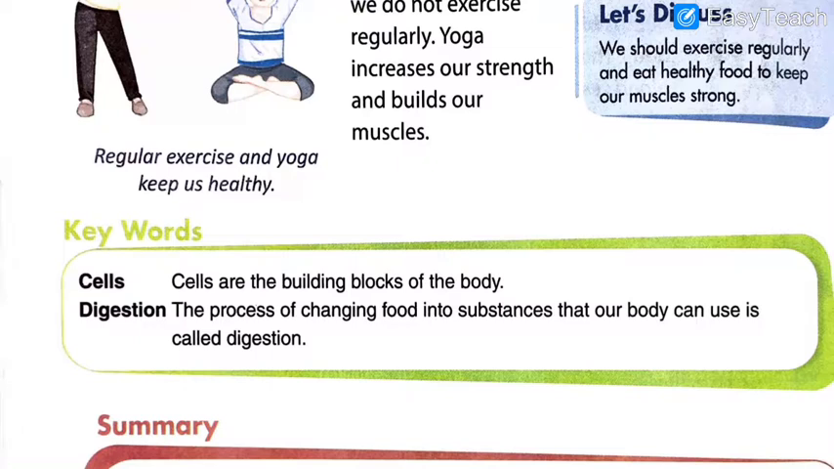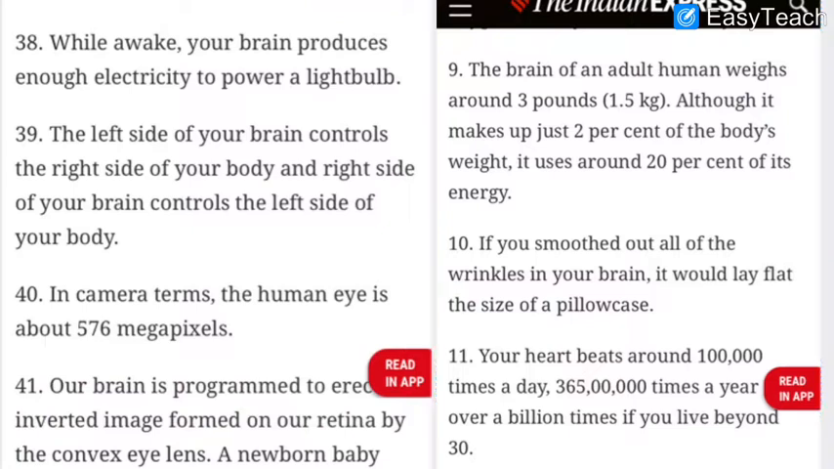Okay, students, now it's time for me to share a few fun facts with you. Here are some fun facts which you will really enjoy reading and understanding. While awake, your brain produces enough electricity to power a light bulb. So, when you are awake, when you are not sleeping, your brain has such electric power that it can even light the bulb which you generally fit. So, we can light up a bulb with our brain while we are awake.